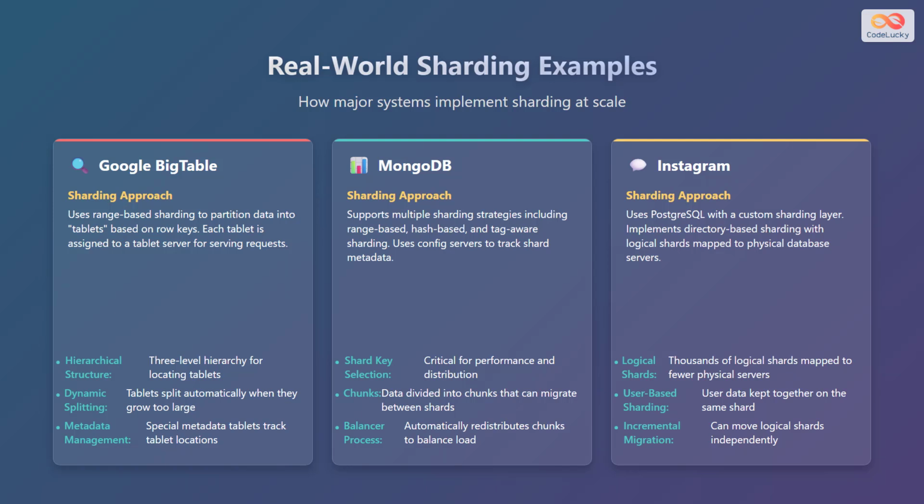Instagram uses PostgreSQL with a custom sharding layer. They implement directory-based sharding with logical shards mapped to physical database servers. They use thousands of logical shards mapped to fewer physical servers and keep user data together on the same shard. They also have incremental migration capability.